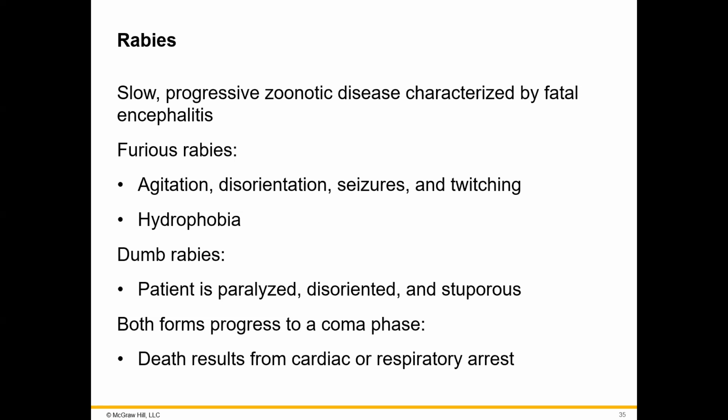Dumb rabies is what happens when we have paralysis, disorientation, and stupor. So these people or animals aren't going to be spreading the disease. There's not as much risk of spreading that way, but it will spread through the furious form. Both of these phases, no matter which phase you end up with as an animal, death will always result due to coma. You'll slip into a coma and then die from the respiratory and cardiac systems failing from the nervous system failure.